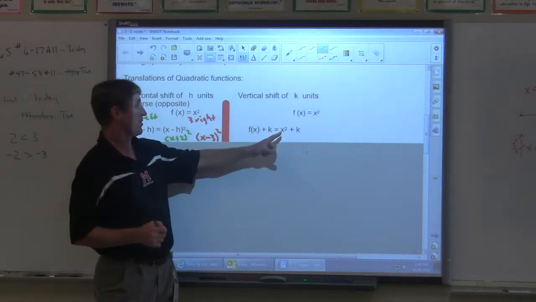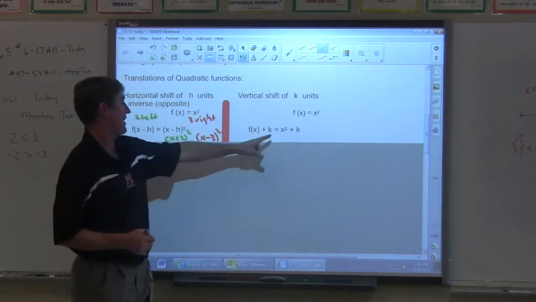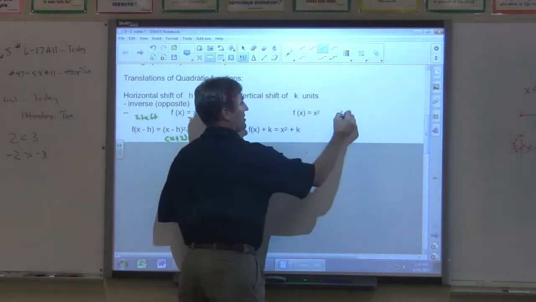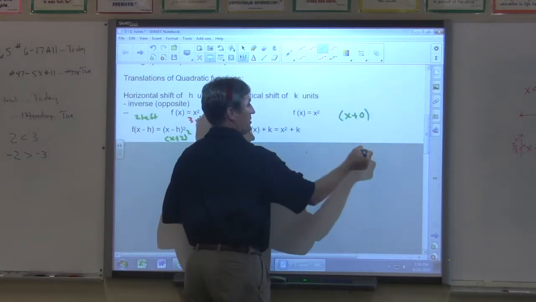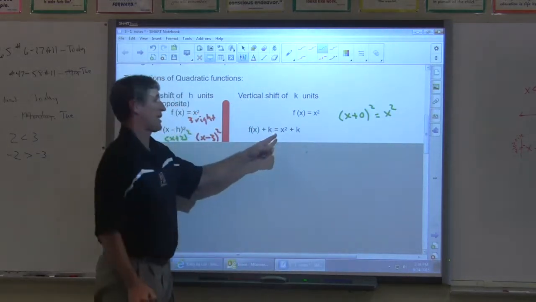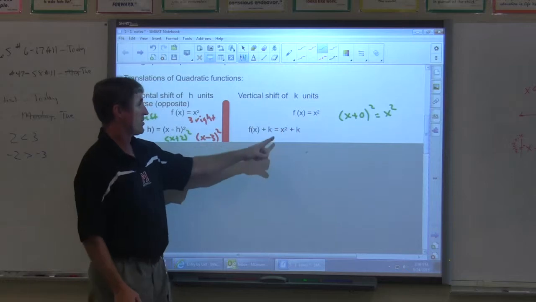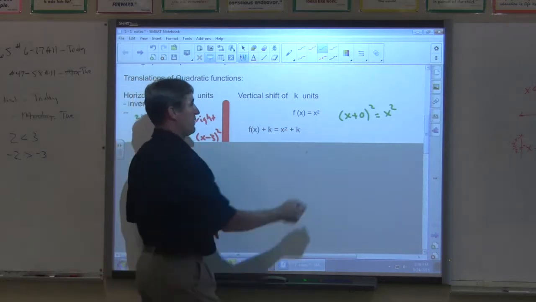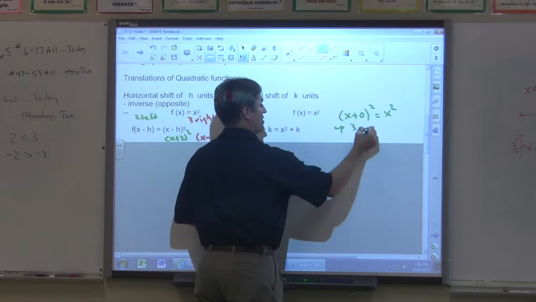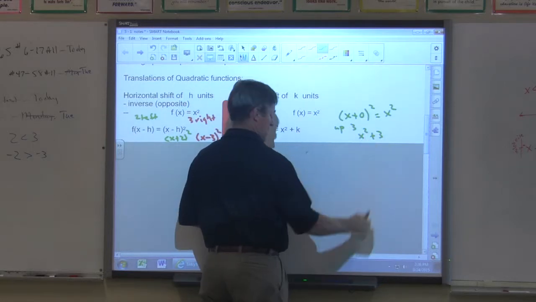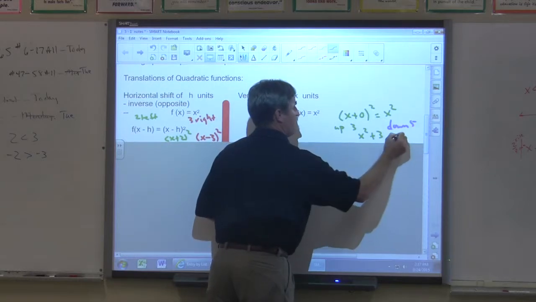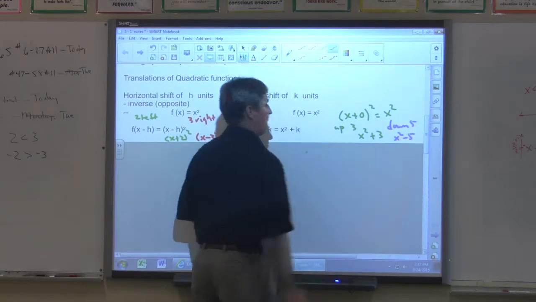Outside, remember, is vertical, so it goes outside. Now we just have x squared here. That just means that our h is 0. So anytime it just says x squared, know that your h is 0. So the k goes up. So if it said up 3, we would write x squared plus 3. And if it said down 5, we would write x squared minus 5.